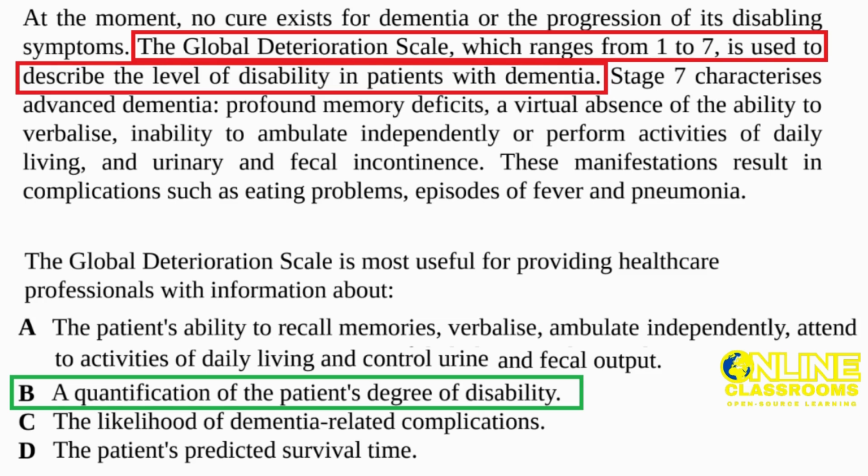C. The likelihood of dementia-related complications. This option is not explicitly supported by the paragraph. Although the paragraph does mention complications resulting from the manifestations of advanced dementia, it doesn't directly state that the Global Deterioration Scale provides information about the likelihood of these complications. D. The patient's predicted survival time. This option is not mentioned in the paragraph. The paragraph discusses the symptoms and disability associated with advanced dementia but doesn't touch upon predicting survival time using the Global Deterioration Scale.